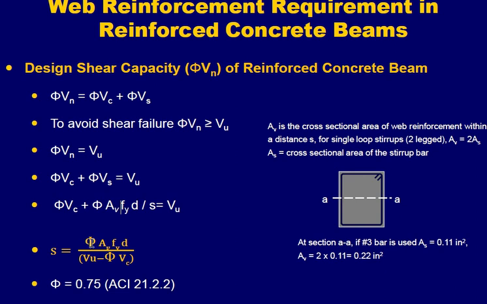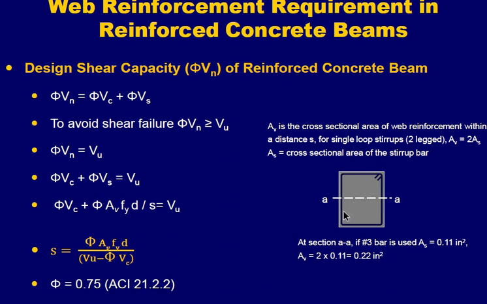And keep in mind that the strength reduction factor phi for shear is 0.75. Now it says that Av is the cross sectional area of web reinforcement within a distance s. For single loop stirrups, two legged, Av is equal to 2 times the area of the bar.